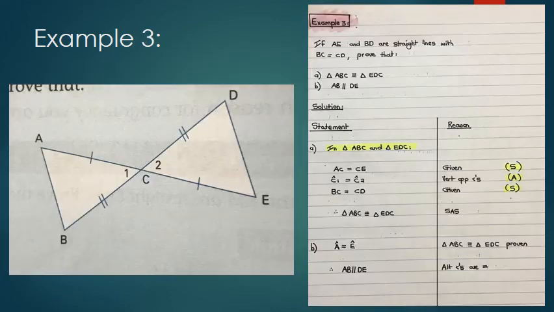It wasn't the last slide. Here's the last slide. Just quick example 3. Okay, so they say to you, please prove that these two triangles are congruent. Quickly, you can see that AC is going to be equal to CE, and BC is going to equal to CD, and C1 is equal to C2 because they're vertically opposite angles. Okay, and then you can prove it with side angle side.